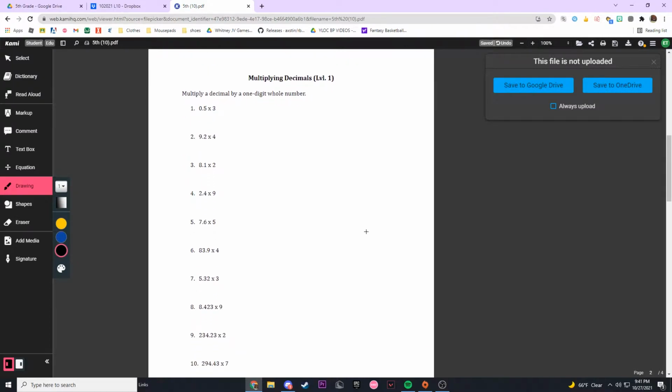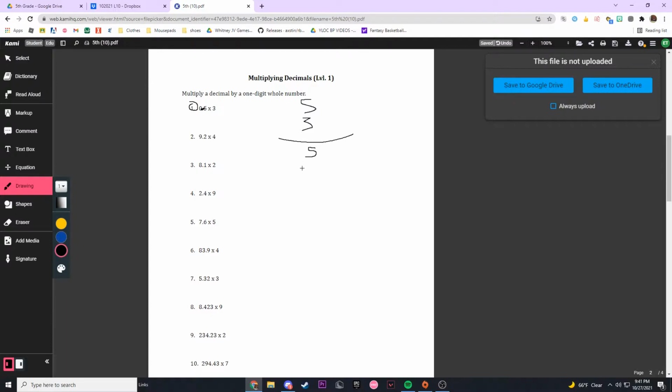For the second page, we're going to be multiplying a decimal by a one-digit whole number. So for number 1, we have 0.5 times 3. When we're multiplying by whole numbers, we're just going to ignore the decimal place. So we're going to pretend that we have 5 times 3 since we're ignoring this decimal place. So 5 times 3 is 15.